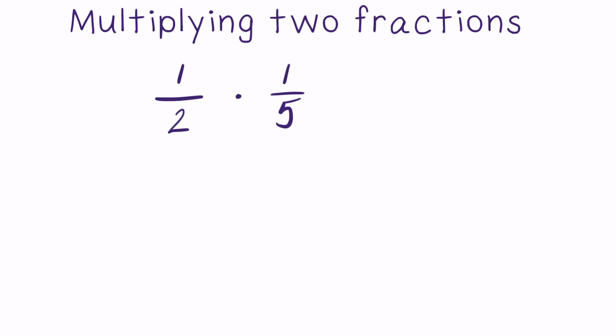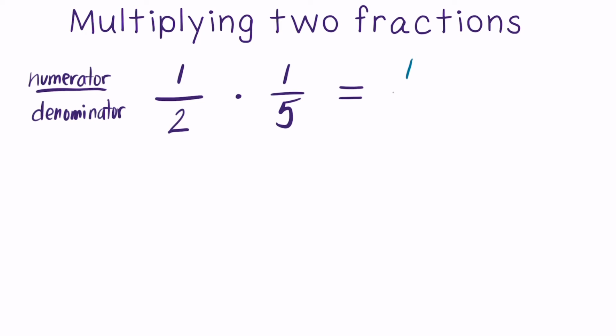When you're multiplying two fractions, you can first multiply the numerators to find the numerator of your answer, and then multiply the denominators to find the denominator of your answer. So let's use that strategy to solve this here. First the numerators, 1 times 1. And as we know, 1 times 1 equals 1.